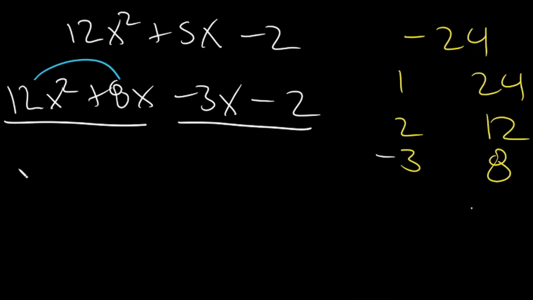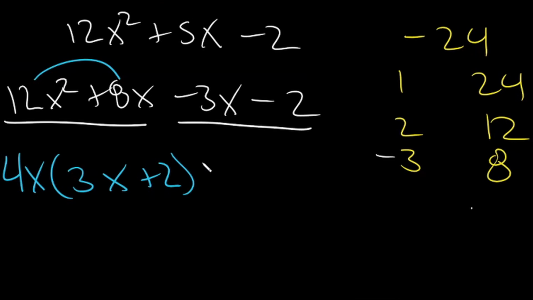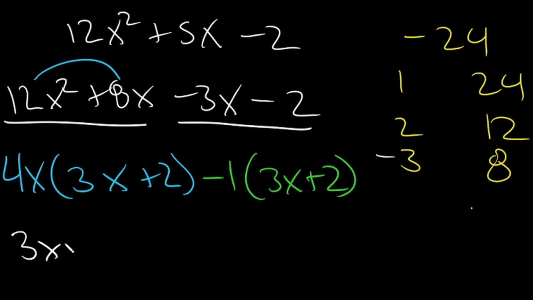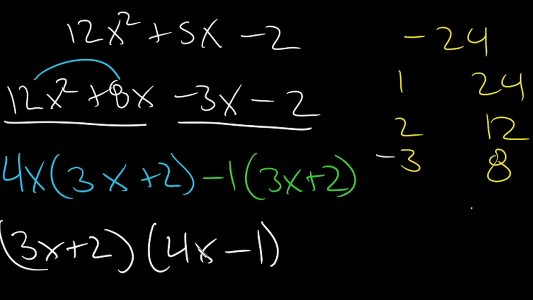So the greatest common factor between these two terms is 4x. So we would take out a 4x. 12x squared divided by 4x is 3x, and then 8x divided by 4x is 2. So we would have 3x plus 2. And if we factor a negative 1 out of these two terms, then we would also get 3x plus 2. And so if we reverse distribution, we would get 3x plus 2, and then we'd be left with 4x minus 1. And there's our answer.